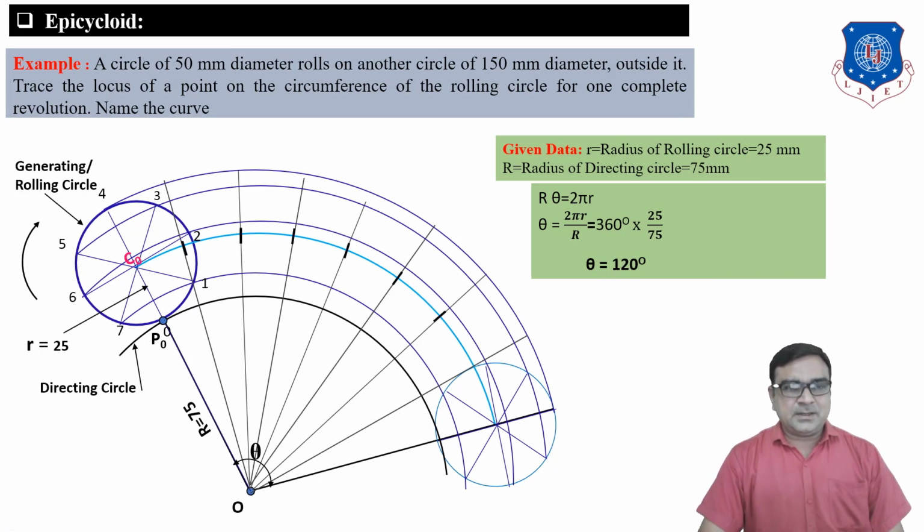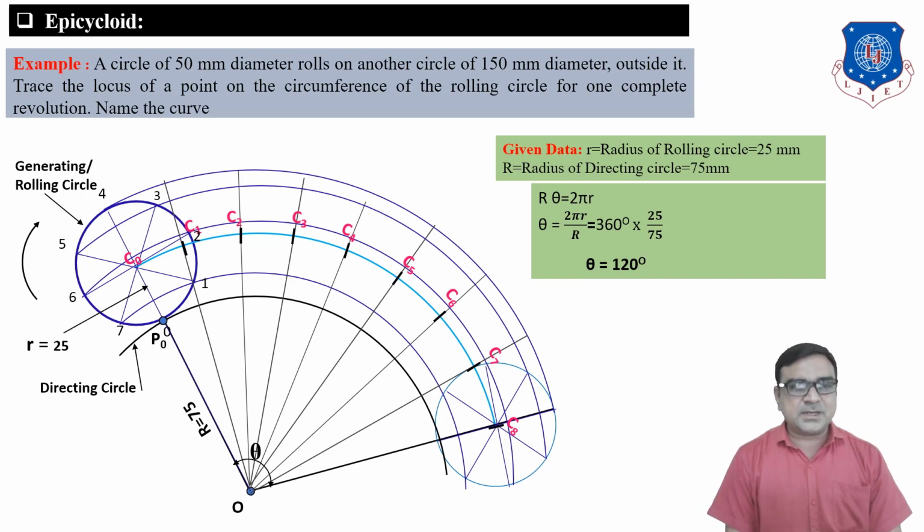Now give names to the center points of the circle for different positions, which are where the arcs and the lines from O intersect. So C1, C2, C3, C4, C5, C6, C7, and C8 are the center points of the circles when the circle rolls in a clockwise direction.